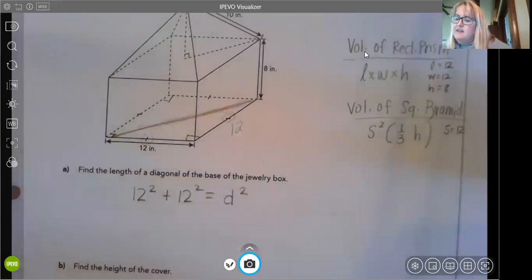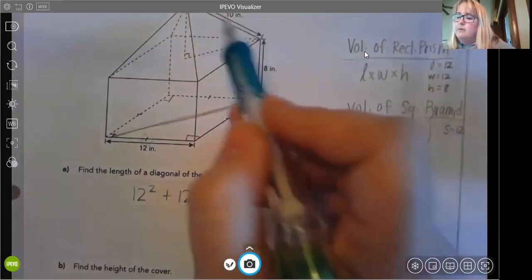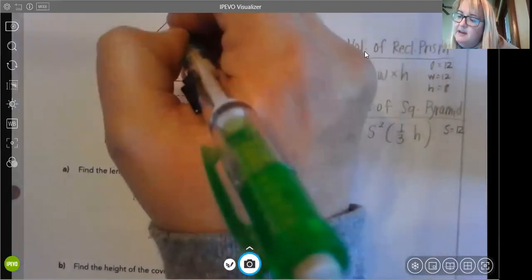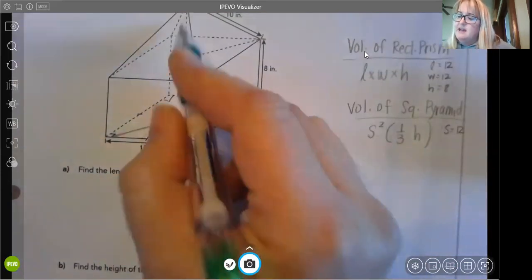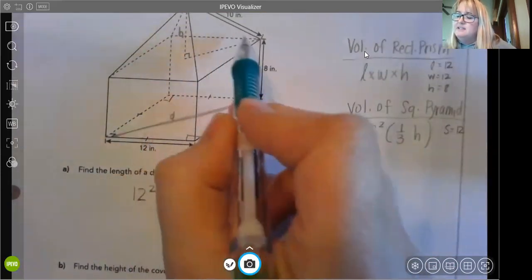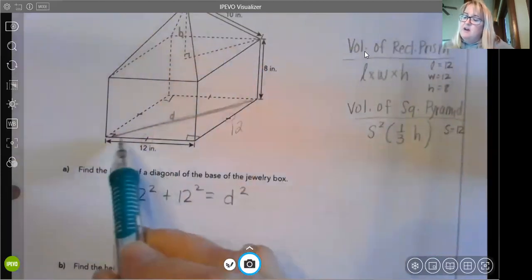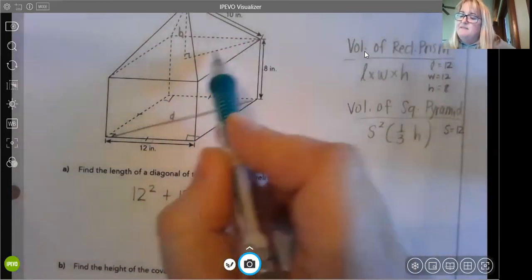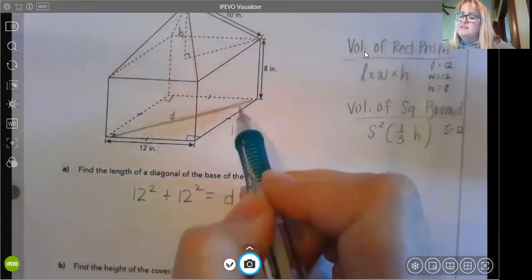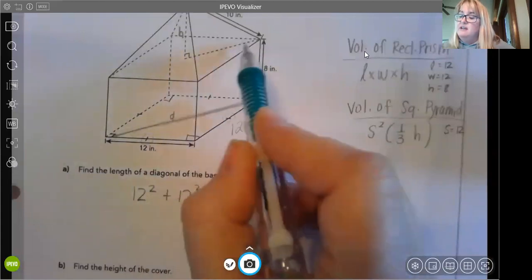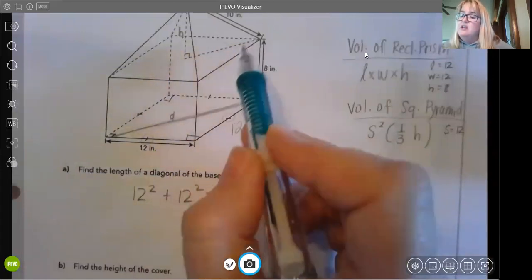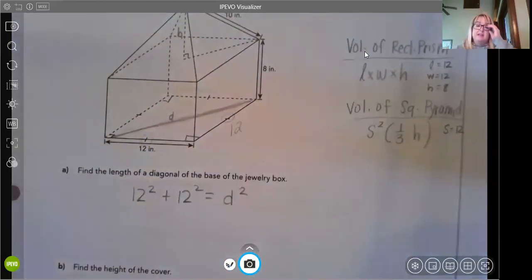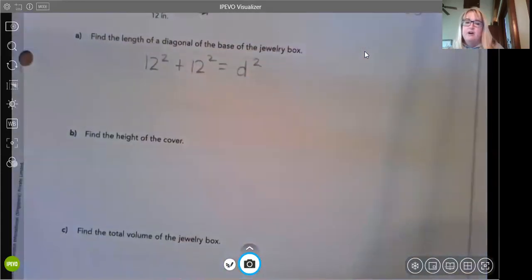And then it says, find the height of the cover. Well, this is the height of the cover, and this is our unknown. This is our diagonal, this is the height. We know that this is 10 inches. Because we found the diagonal, this one is going to be half as long. So whatever the diagonal is, divide it by 2, and then you'll know this side. Once you know this side, you have two knowns and you can figure out what the height of the cover is.